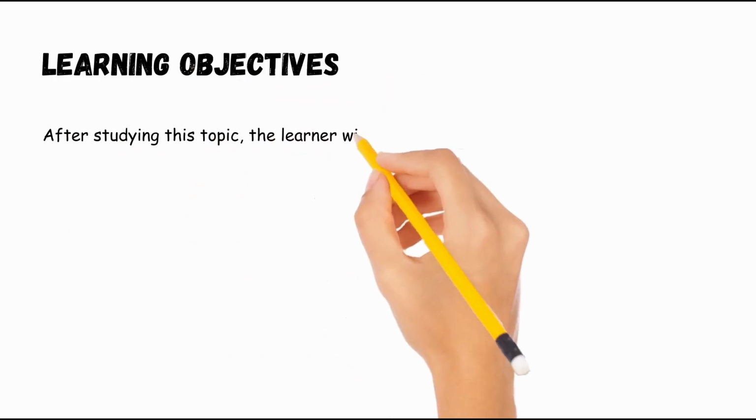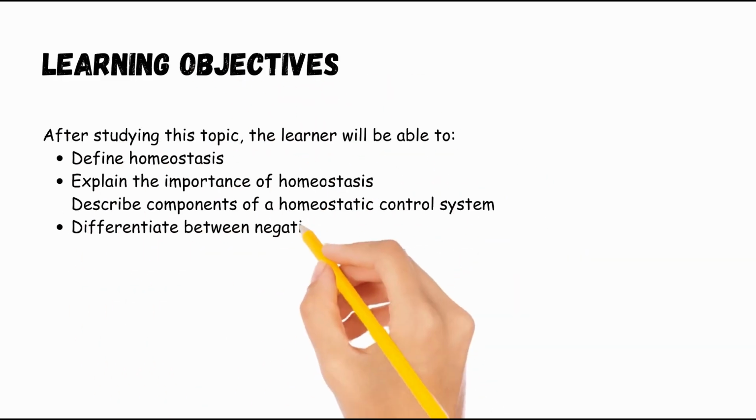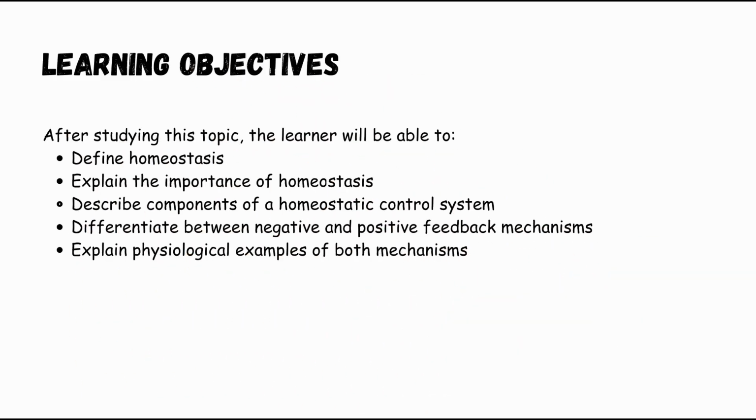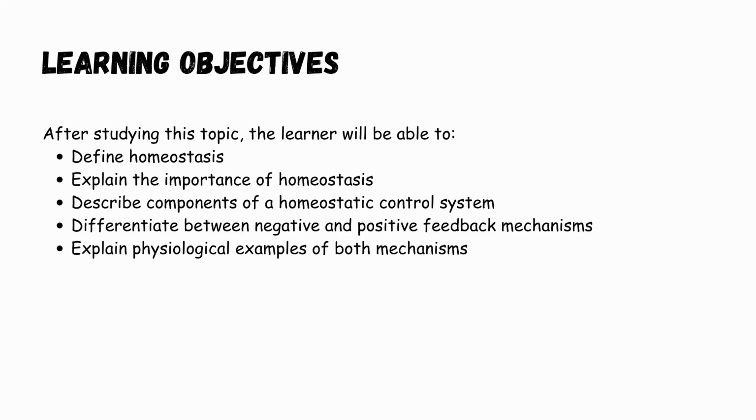Before we begin, let's look at what you should be able to understand by the end of this lecture. After this session, you should be able to clearly define homeostasis, explain why it is important, identify the components of a homeostatic control system, and differentiate between negative and positive feedback mechanisms with suitable physiological examples. These objectives are important from both conceptual understanding and examination point of view.